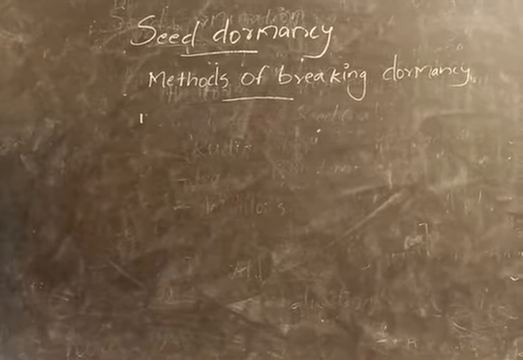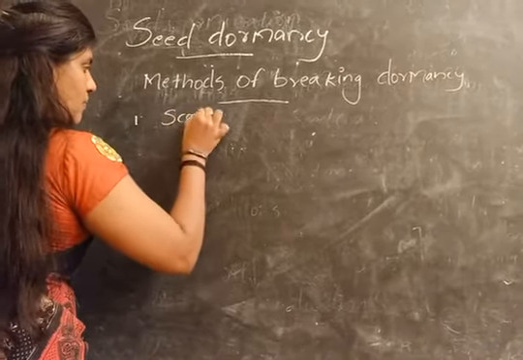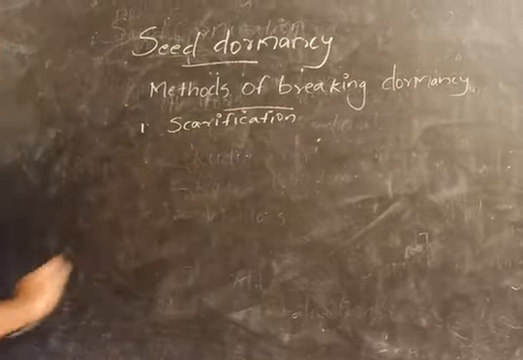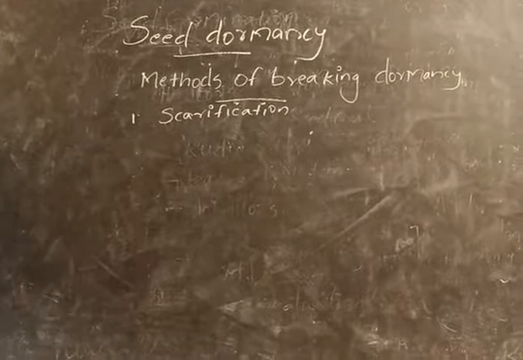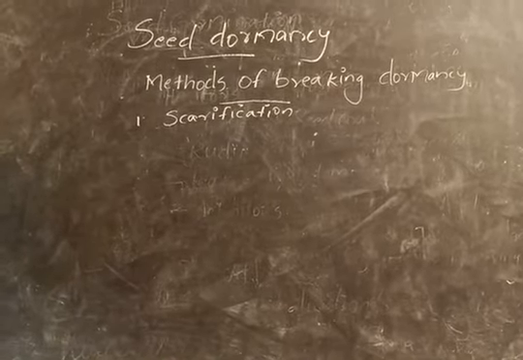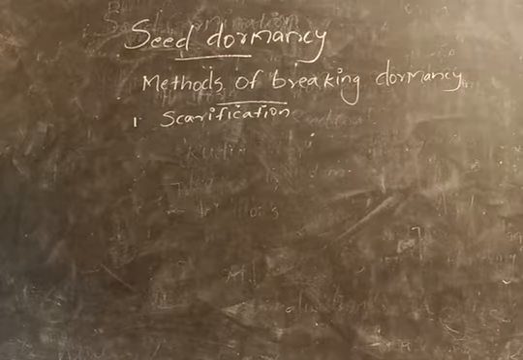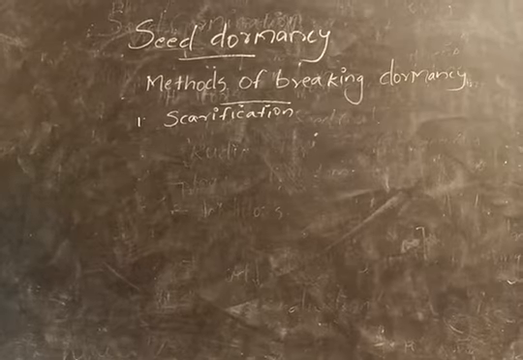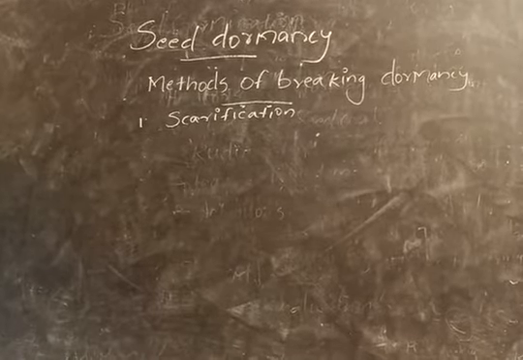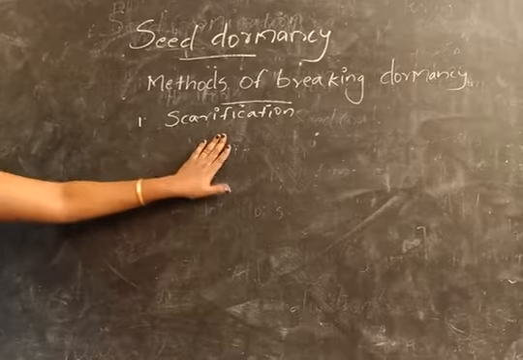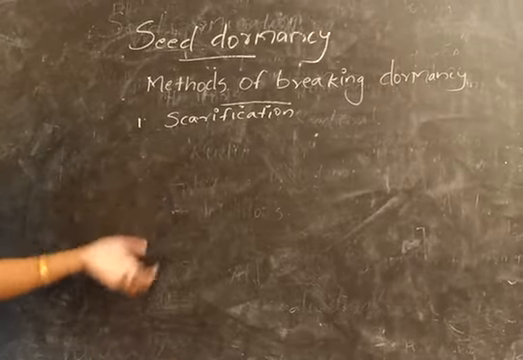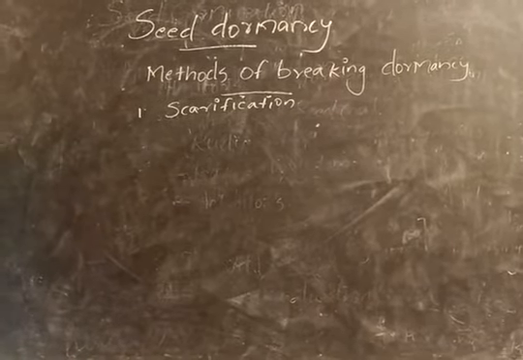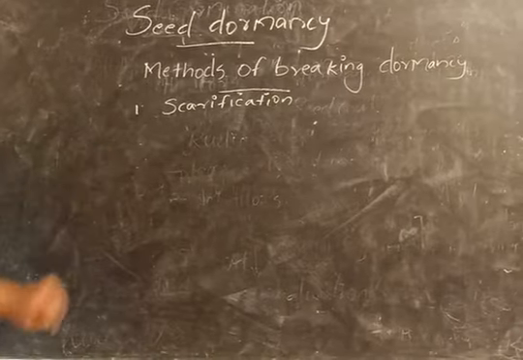First one is scarification. It is a mechanical and chemical treatment, like cutting or chipping of the hard tough seed coat and use of organic solvents to remove waxy or fatty compounds. That is, the hard seed coat is removed mechanically by cutting or chopping, or organic solvents remove the waxy and fatty compounds on the seed coat. This method is called scarification.